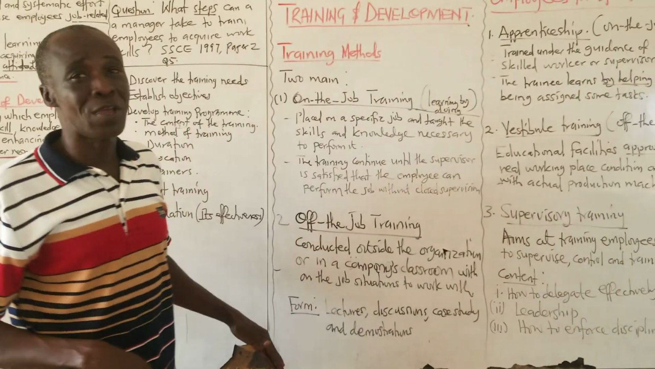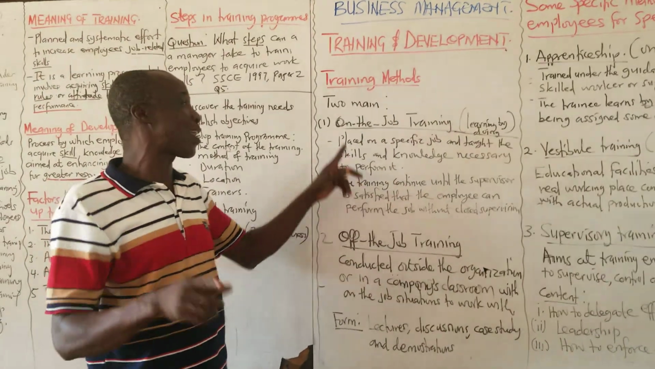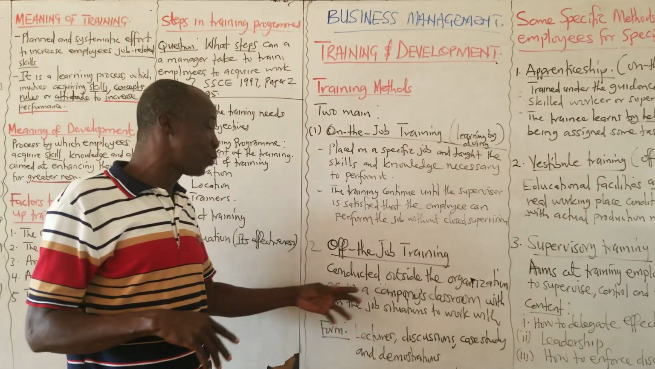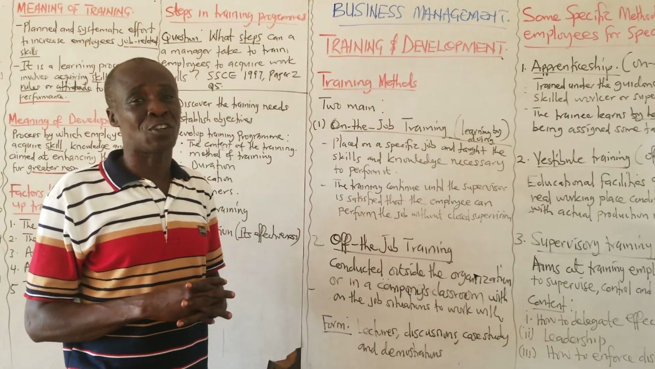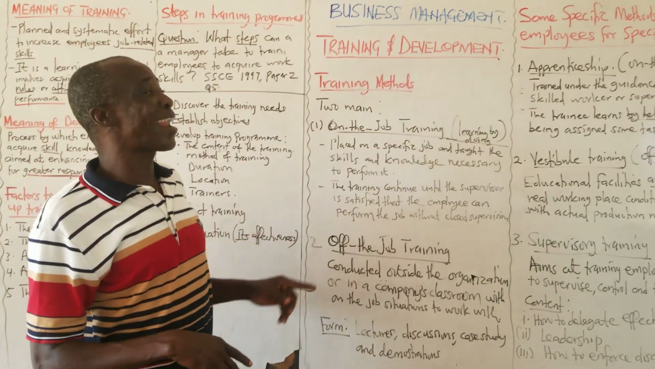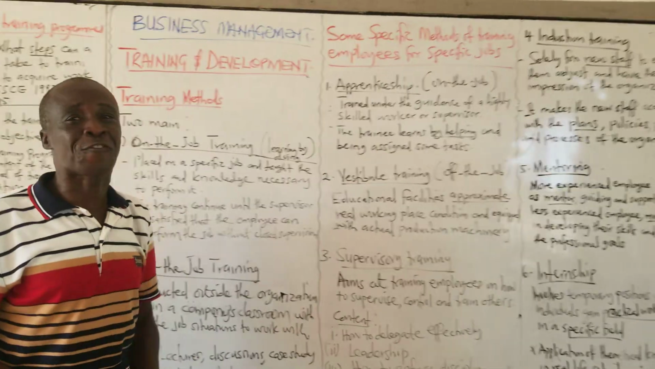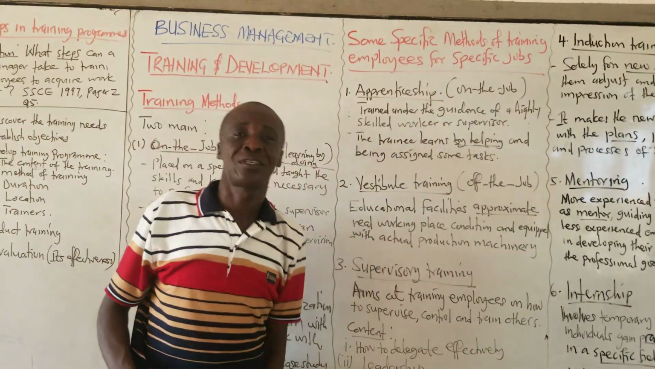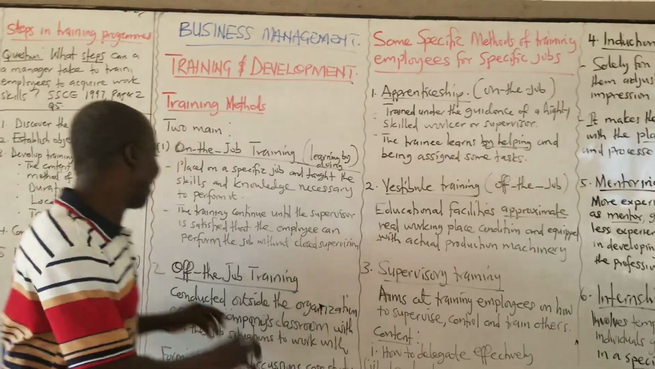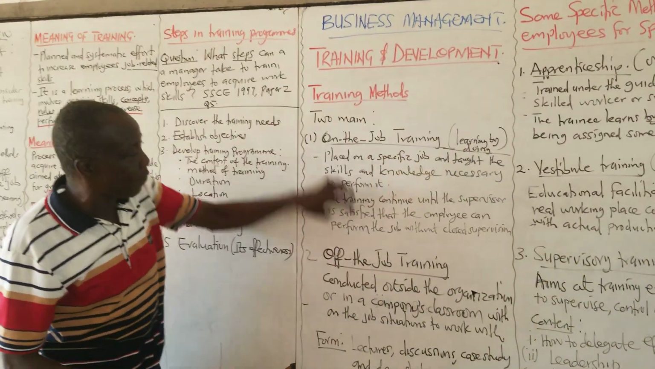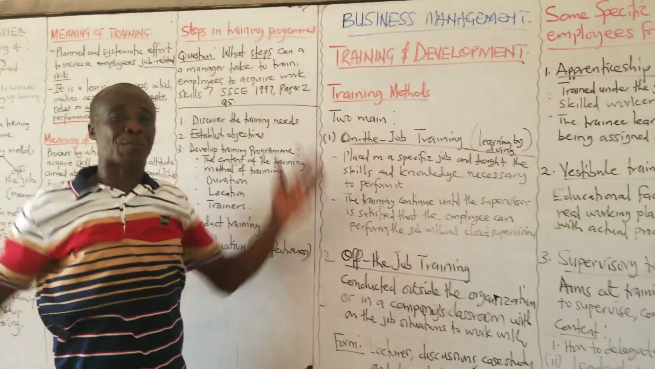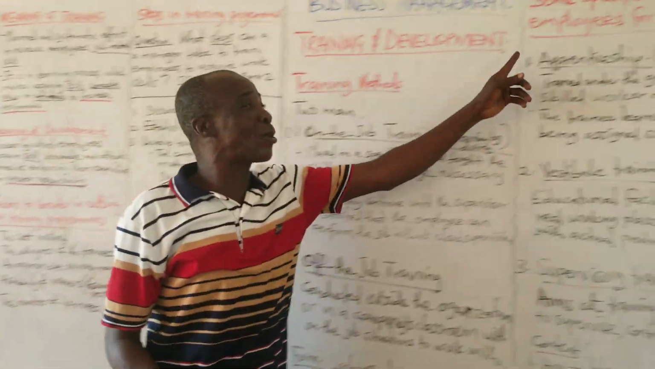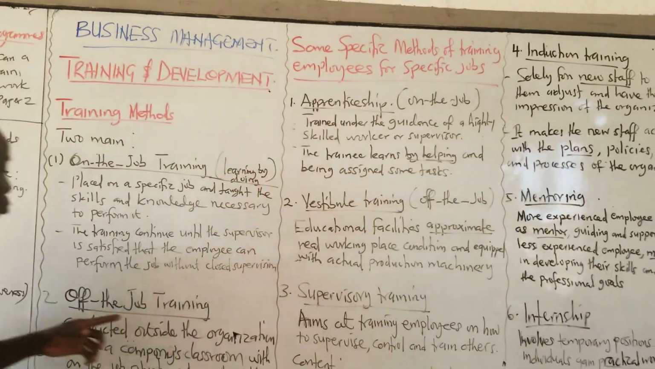Now, these are the two main. So now we should be able to define what on the job training is, and we should also be able to define what off the job training is. But we are now going to look at some specific methods of training employees for specific jobs. Here, we look at it from its broad perspective, but here, we are going to look at some specific methods. For example, we said on the job.